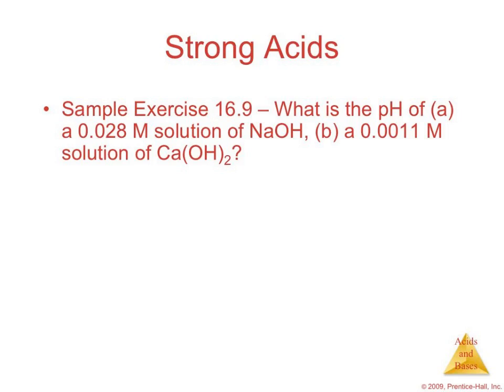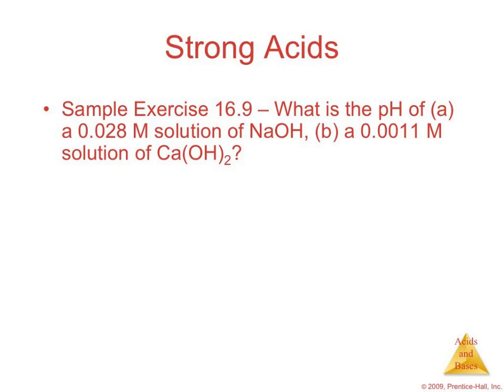So H plus times the OH minus concentration, and Kw is always 1 times 10 to the negative 14th. You could use that to figure out what the H plus concentration is. Then plug that in, and take the negative log of whatever you end up getting there. That's one way to go about it.